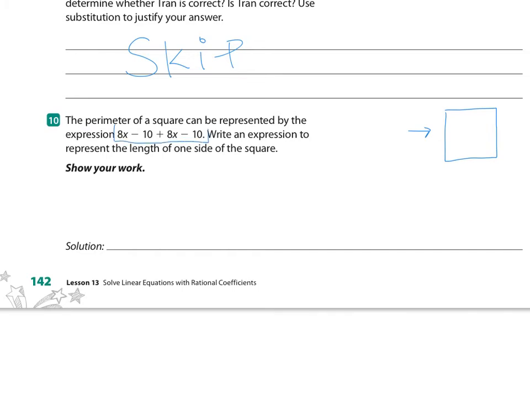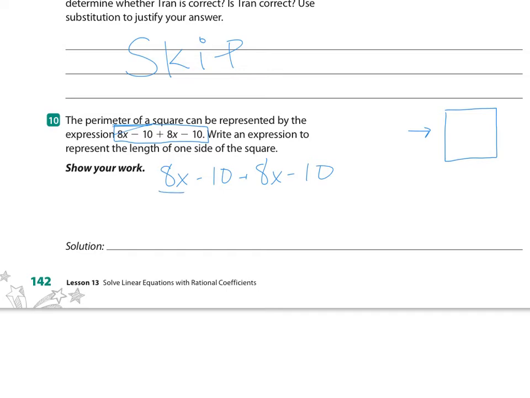This expression that looks like it repeats itself: 8x minus 10 plus 8x minus 10. And it says write an expression to represent the length of one of the sides of the square. Well, perimeter is found by adding up all four sides of this square. So for starters, we should probably combine this expression down and simplify it.